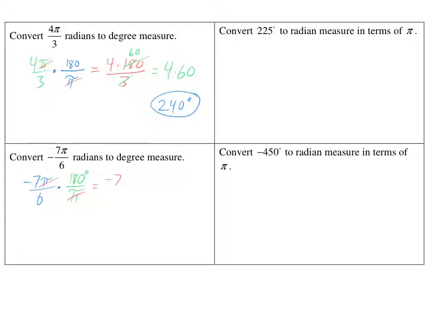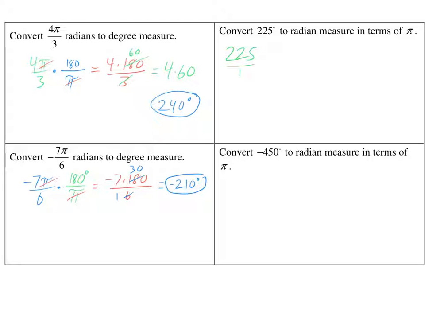So this would be negative 7 times 180 over 6. And can't this reduce to 30? And negative 7 times 30 is negative 210 degrees. So I want to change 225 degrees to radians in terms of pi. So 225 degrees, I want to turn that into radians.